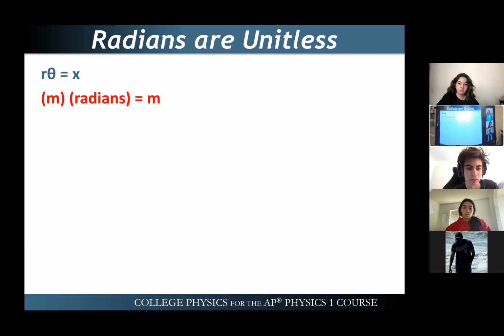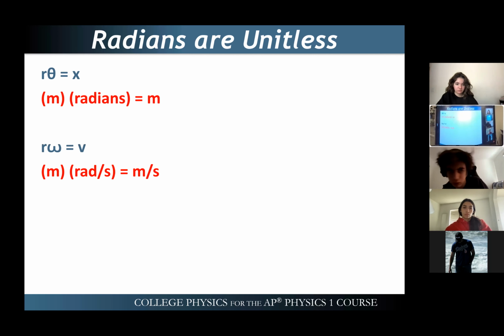But when we multiply meters times radians, we don't get an answer in meter radians. We just get it in meters. Because radians, remember, it's a ratio, it's a unitless value. So when we multiply them in these equations, the radians sort of disappears. And that's why I was saying, understanding that it's unitless can help you figure out the dimensional analysis and the units of your problem solving.